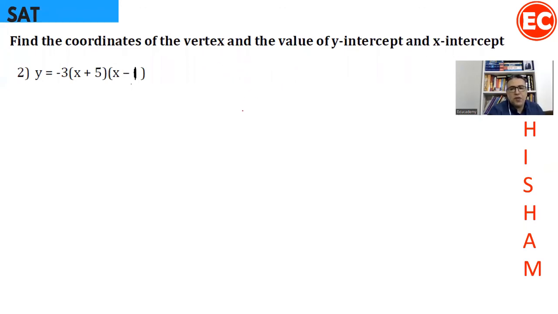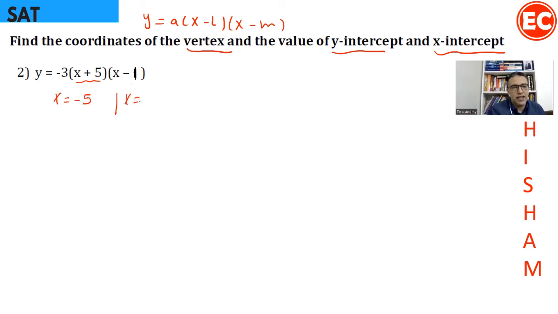Another question in the third form of the quadratic function: how to find the vertex and the y-intercept of a quadratic function in the form y equals a times (x minus l) times (x minus m). It's clear here that I have two values for x. x is equal to negative 5 and x is equal to positive 1. So by drawing a small sketch, here is the x-axis, here is the y-axis. The point 1 is here, and the point negative 5 is there.